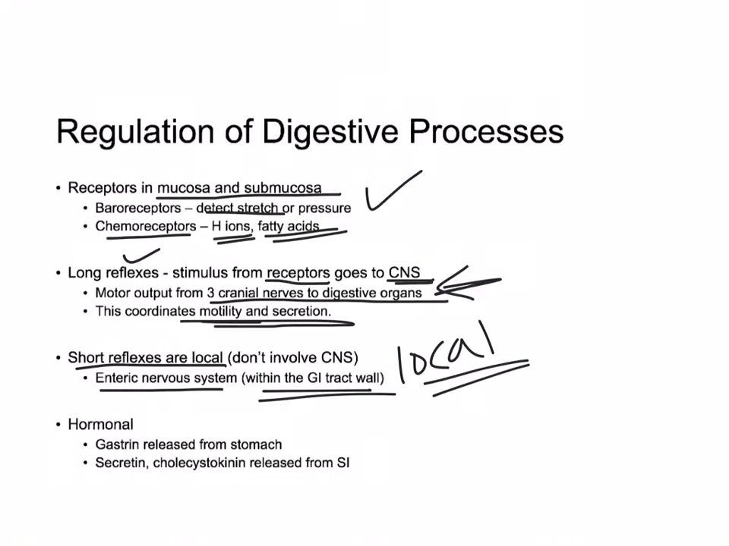We're also going to talk about 3 hormones. So gastrin, which is going to be released from your stomach, secretin, and cholecystokinin, which is released from the small intestines. So cholecystokinin is CCK.